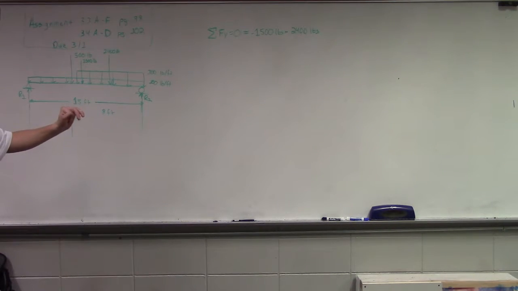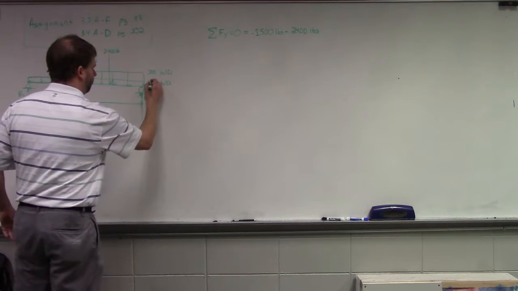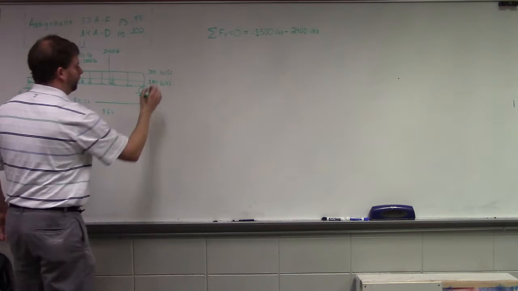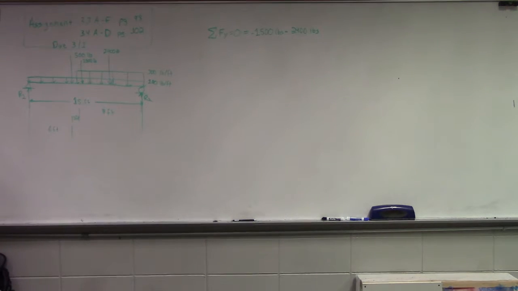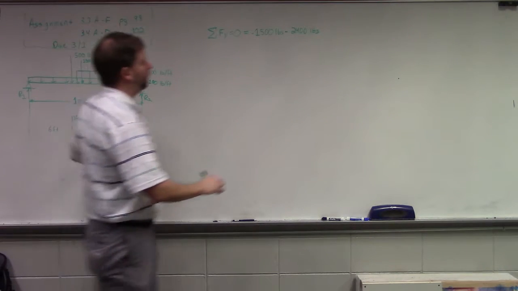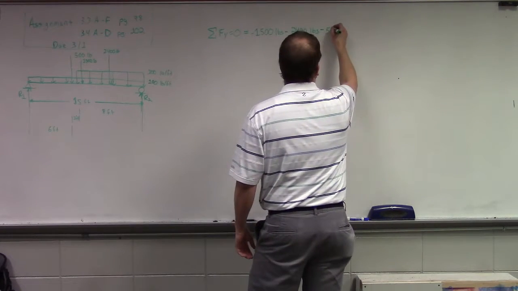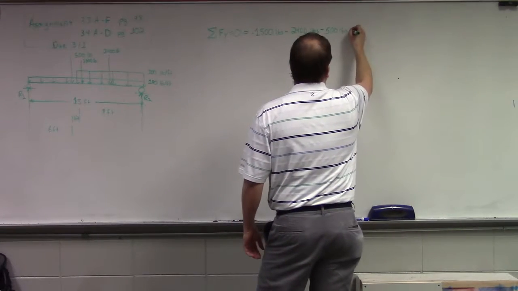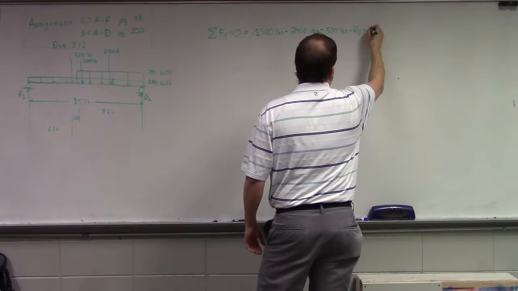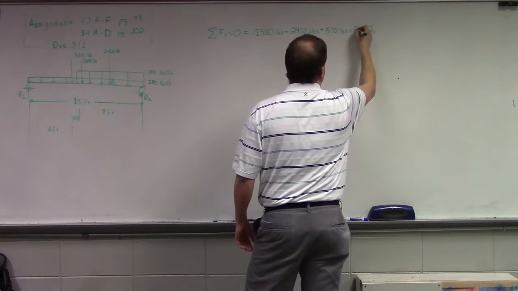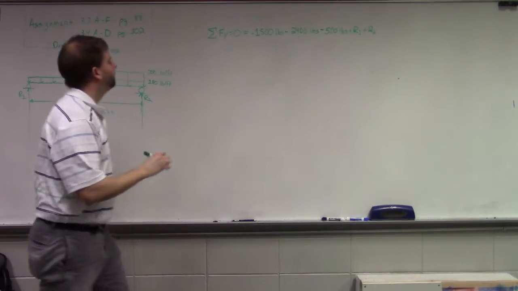So the 300 and the 100, sorry. That looks a little bit better. Actually, it looks like 100. Okay. And then we know that we have our 500-pound point load. And then we have R1 and R2. Okay?